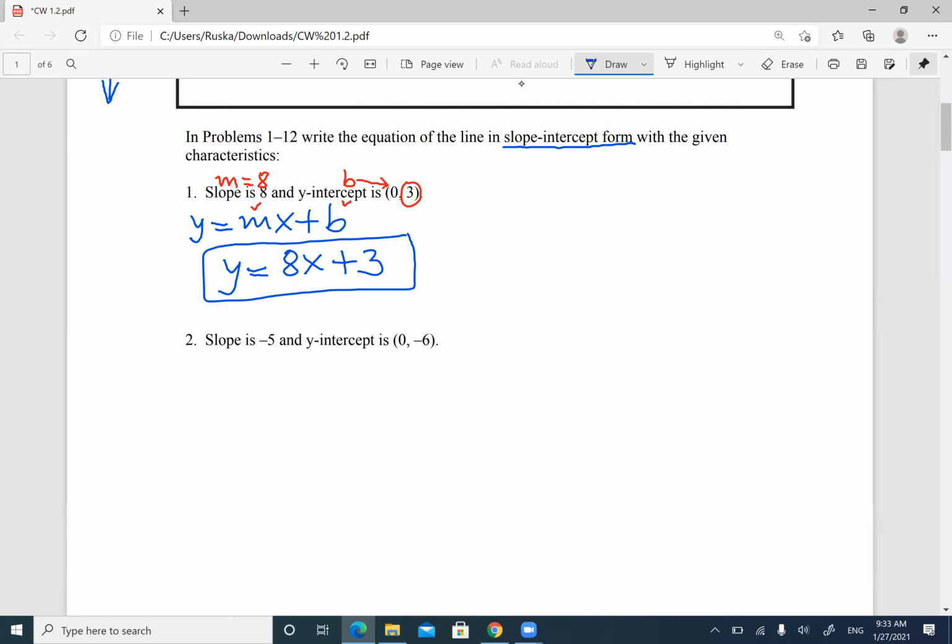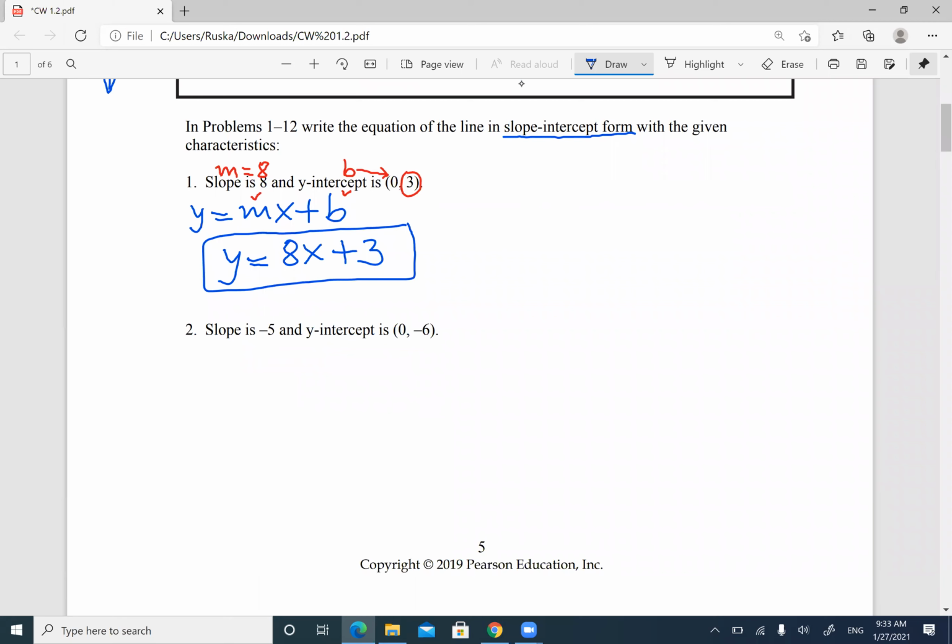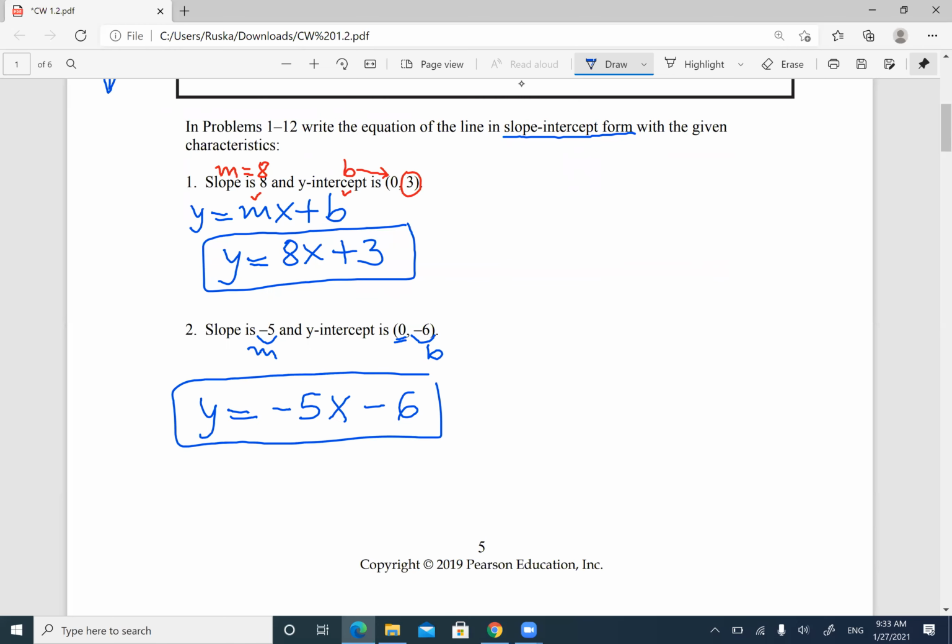Number 2 is the same way, but they give me the slope is negative and the b is negative. So this is m, this is b, the same way. Just keep in mind the y-intercept always has 0 for the x coordinate. So we have y equals, following the same formula, m is negative 5x. Don't forget to put the x. And plus negative 6 is just negative 6.